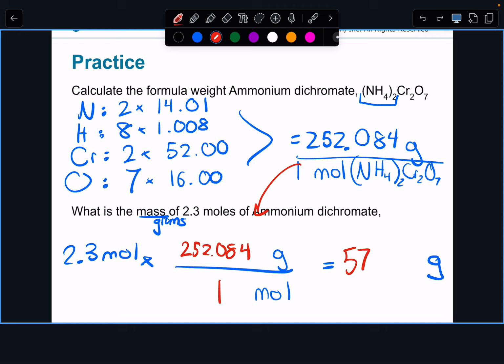Oh, and I guess this is 2 sig figs, so I'm going to leave this as 580. So you never want to round the molar mass itself, just when you get to the end of a question like this.